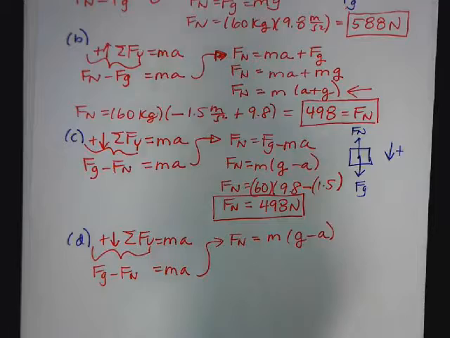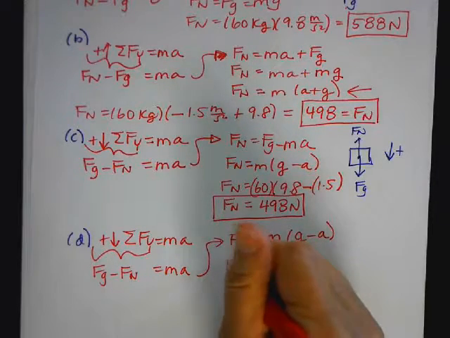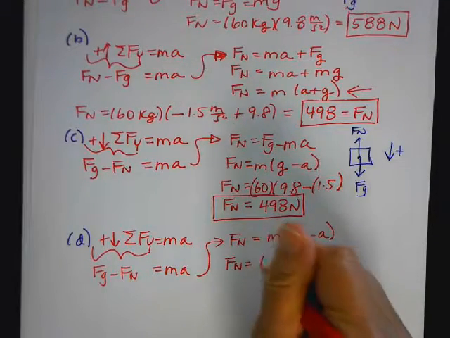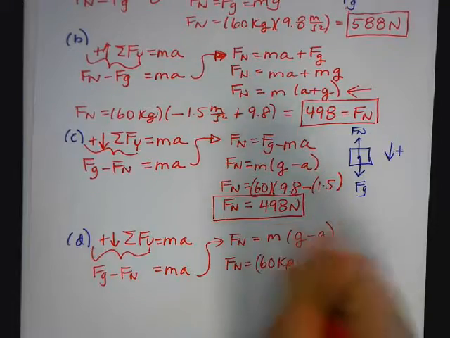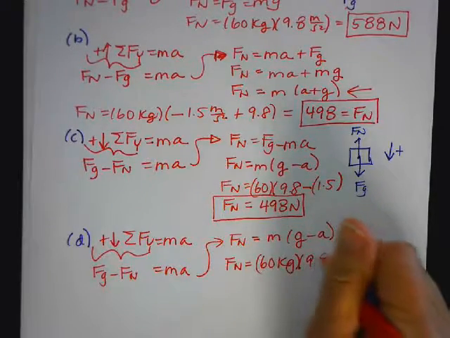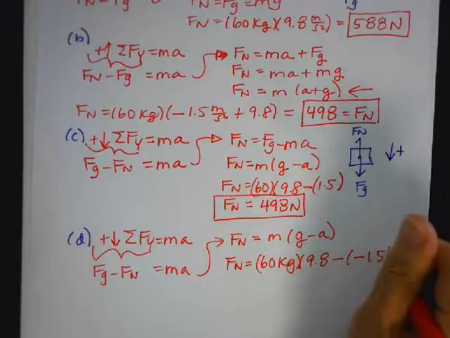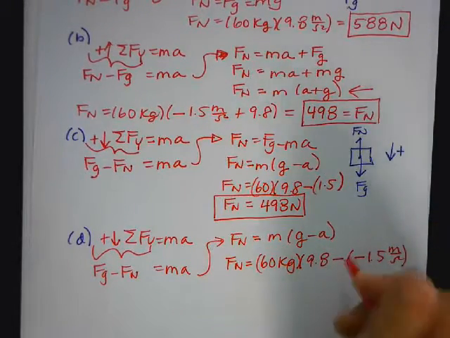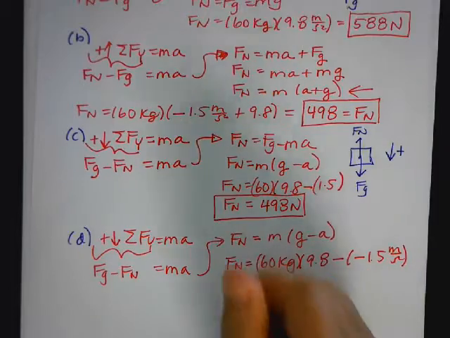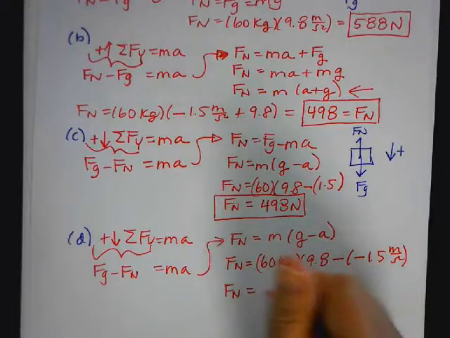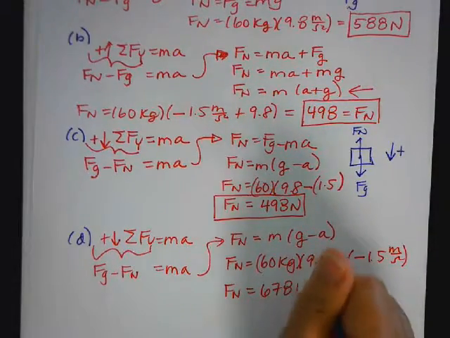This is where you have to be careful with your sign convention. So F_N is equal to 60 times, now g is 9.8 minus a, but a is negative 1.5. So a negative and a negative is a positive. So F_N comes out to be 678 newtons.